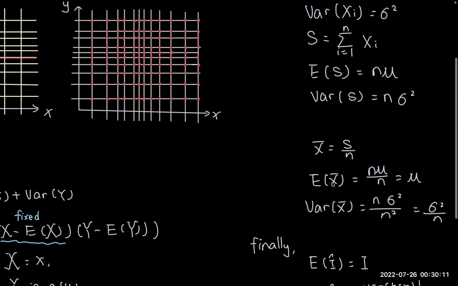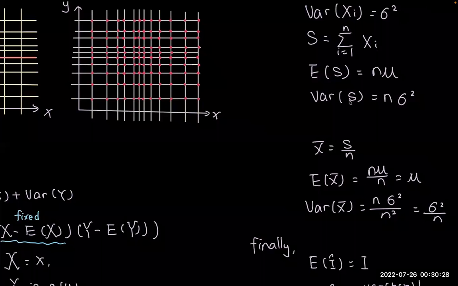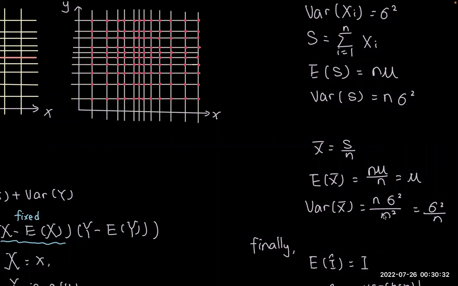And then E of X bar will be the expectation of S divided by n, which is mu. But the variance of X bar is the variance of S divided by n squared. Because if we divide S by n, we need to divide the variance of S by n squared, because variance is the squared deviation from the mean. So we need to divide this variance of S, which is n sigma squared, by n squared. So this gives us sigma squared divided by n.